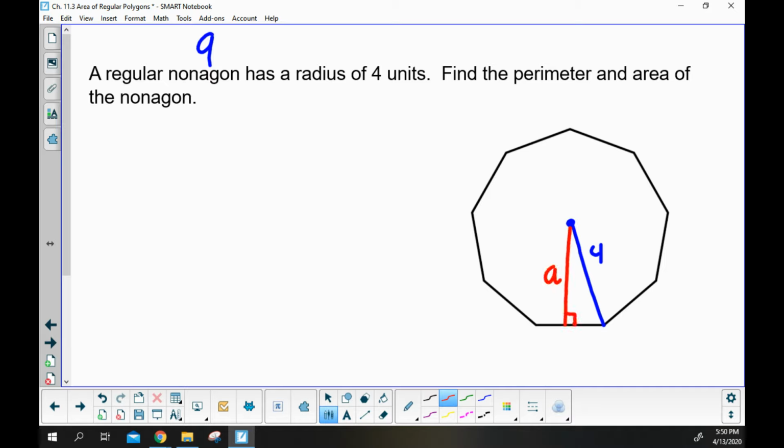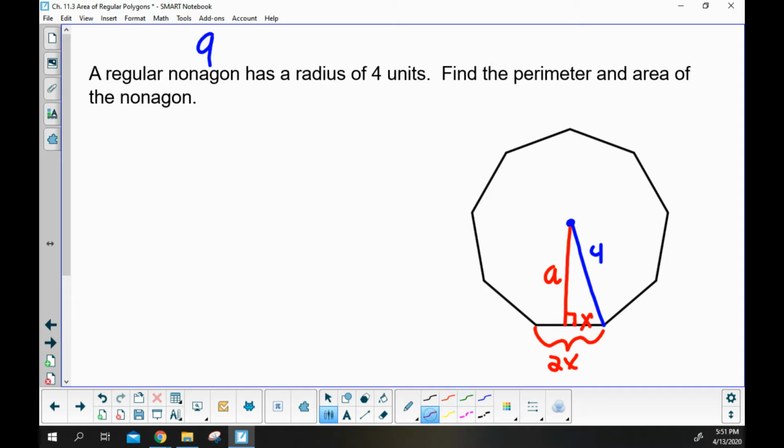And I need the apothem. And I really do need this bottom side down here as well. So I'm going to put that as x. And then I know the whole thing here has to be 2 times x, because I need the whole side so I can get the perimeter. All right? So I need the apothem, I need x. And I got a radius of 4.